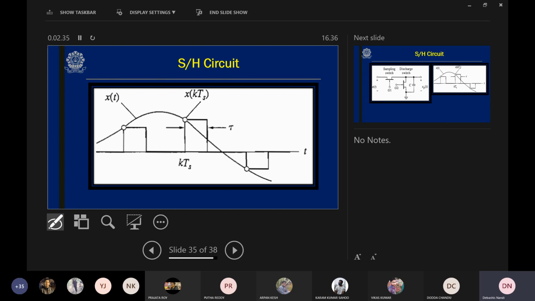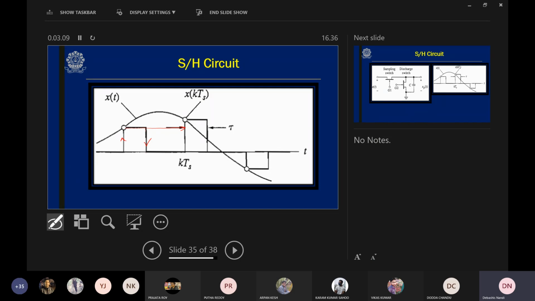At this particular instant, the signal is sampled. Then the circuit is holding the voltage for a certain time interval. Then it may be discharged at this point, or it can continue to hold up to the next sample. It can do anything based on the operation of your circuit or based on the clock applied to your circuit.